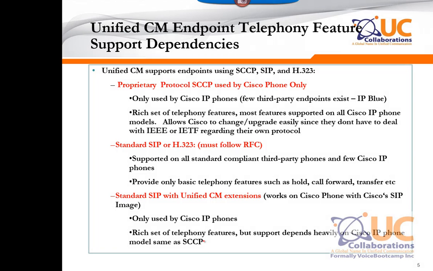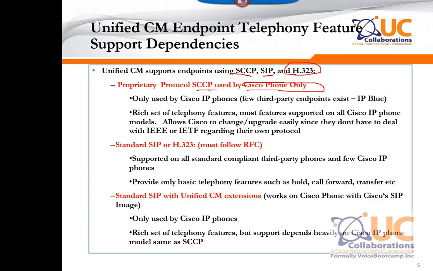When the phone talks to Call Manager or registers, it uses a protocol to communicate with the Call Manager. There are three types of protocols a Cisco, and not necessarily Cisco, endpoint can have: Skinny, SIP, and H.323. Now, SCCP is a Cisco proprietary protocol, only designed for Cisco IP phones. When Cisco first introduced IP phones, they used the Skinny protocol, or SCCP.